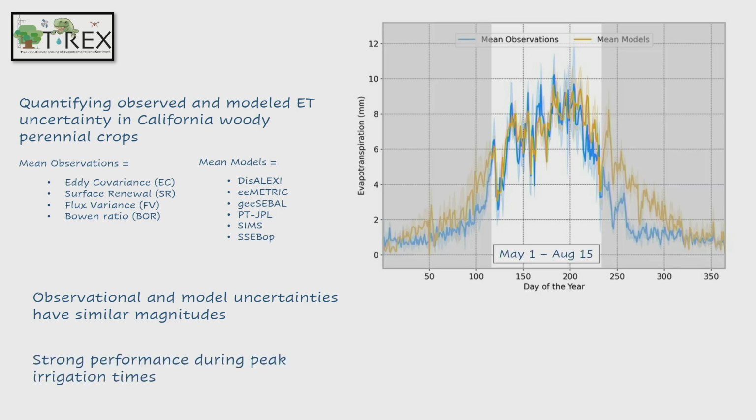observations. We also find that a lot of the biases between model and observations come at the tail ends. We think probably cloud cover, smoke, other factors playing into that, cover crop. But during peak irrigation times, when you really need reliable ET information, it's doing a very good job.